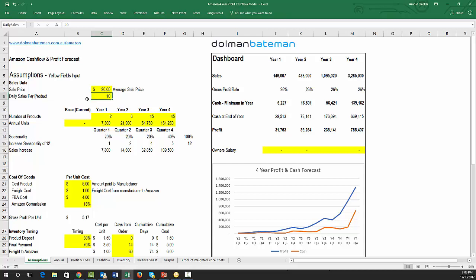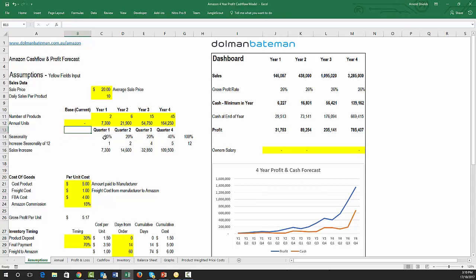We can make a simple assumption about daily sales per product. 10's good enough for the purposes of this. You could increase it to more. And then we've got an assumption about the number of products we're going to launch each year. So this is just a simple way of guessing what the annual units are. Now, if you're, say, already selling 3,000 units a year, you could put that in here and it will change the numbers around and make things a bit easier.